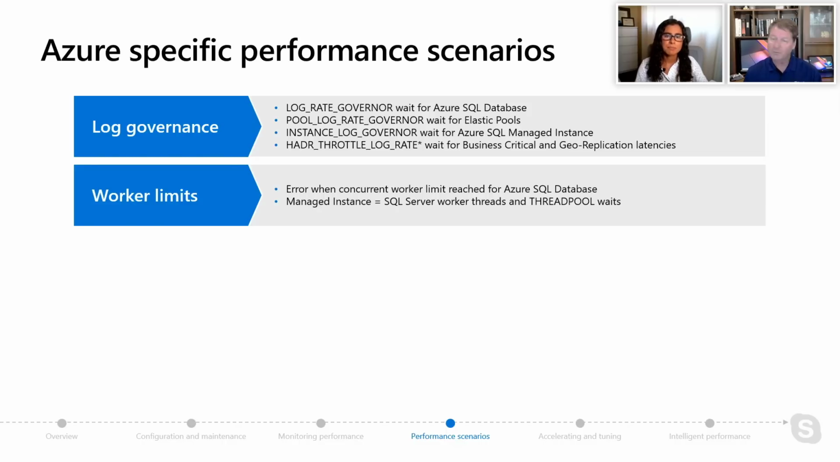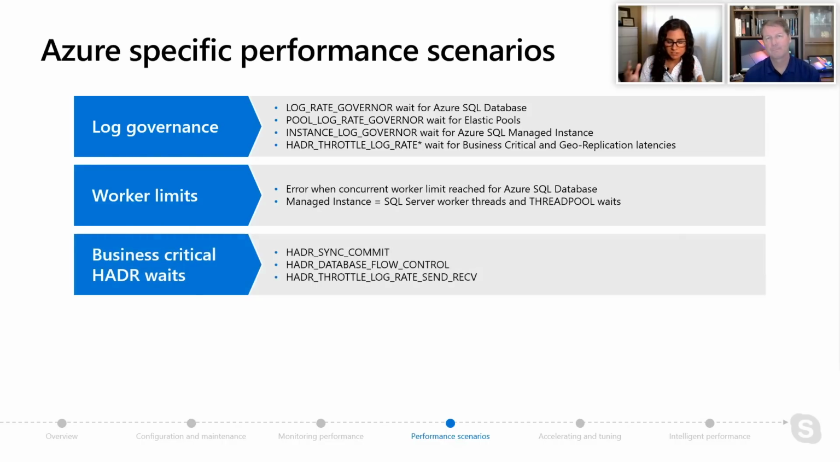Now, so, I'm sorry, Anna. Bob, we have talked about how there are some HADR waits for business critical, but we haven't talked a lot about why we would see these. We haven't really talked about the architecture of business critical yet. So can you help me understand why we would see these HADR waits?